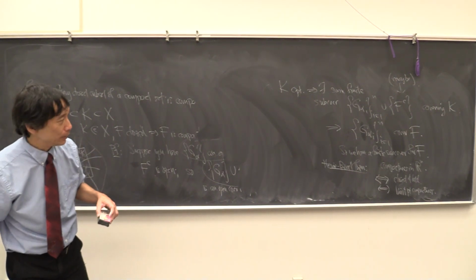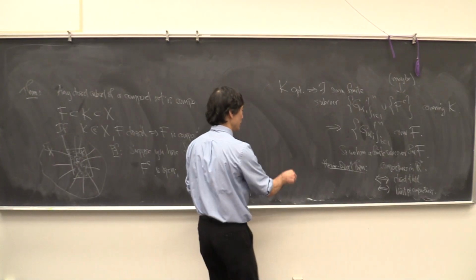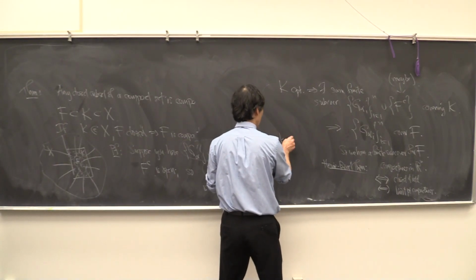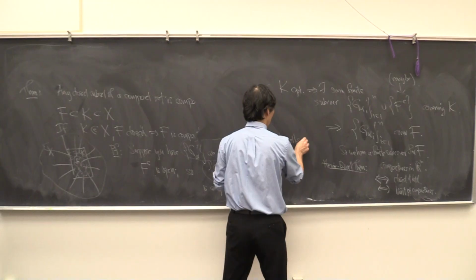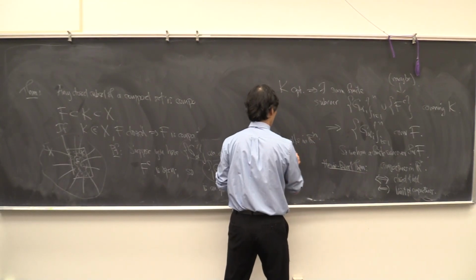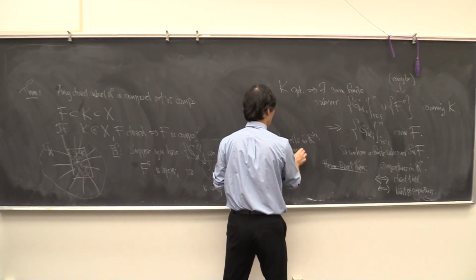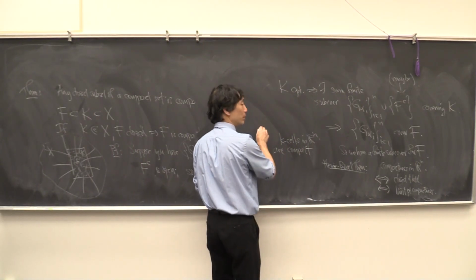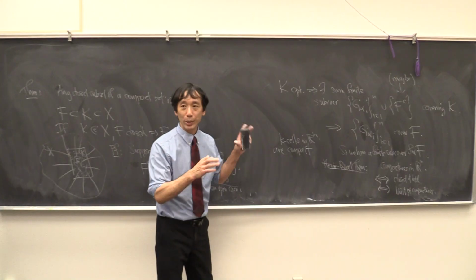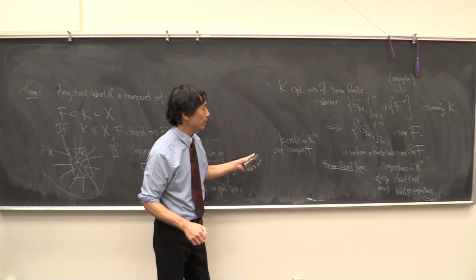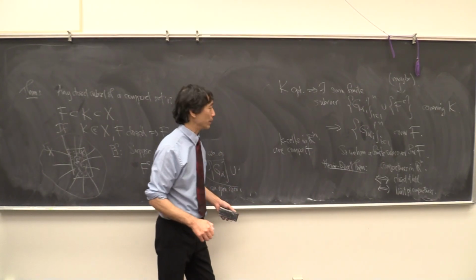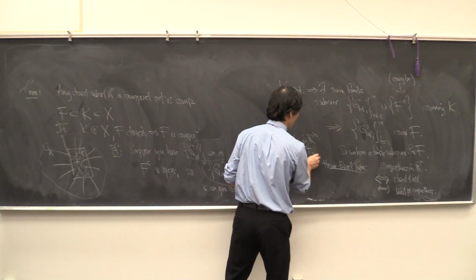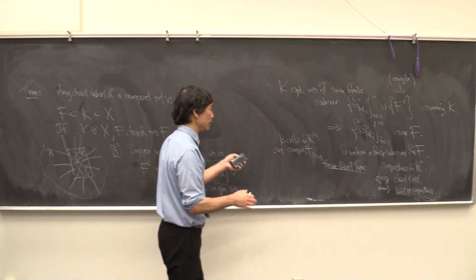Basically the sub-result that we're going to need to get there is this one, that k-cells in Rn are compact. So any parallelepiped in Rn is compact. So that will be a big tool to get there.